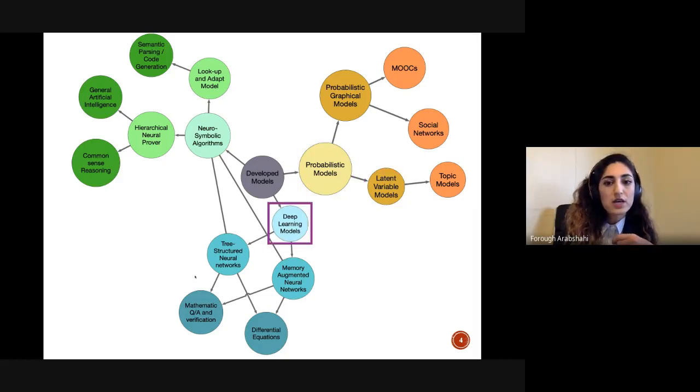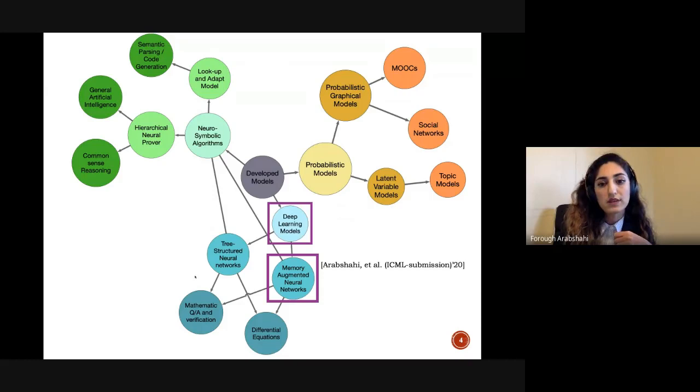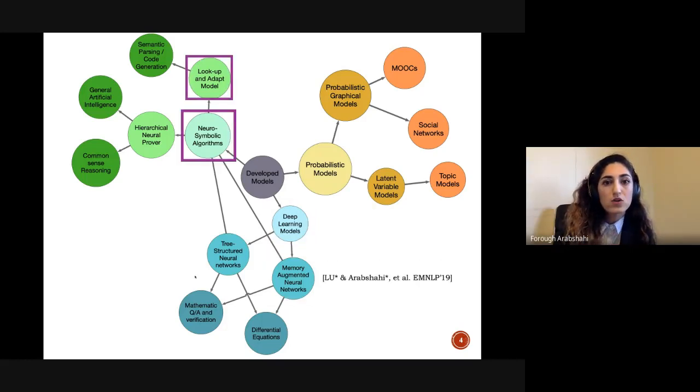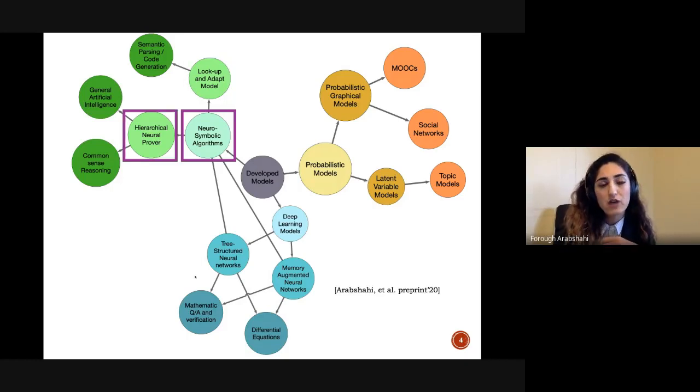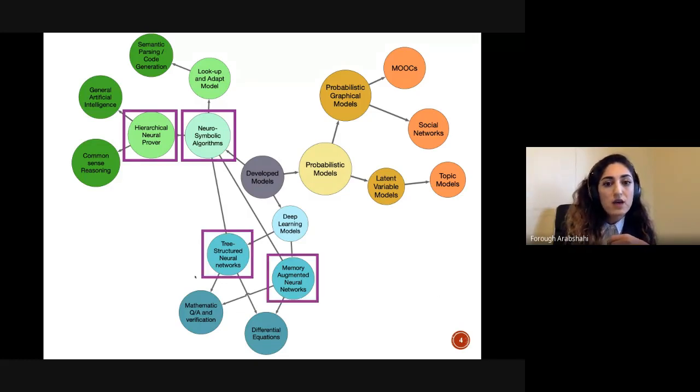These are applicable to topic models. And on the deep learning front, I have developed tree-structured neural networks applicable to the problem of mathematical reasoning, mathematical question answering, and verification. And I have further augmented these recursive neural networks with external memory to improve their capability to extrapolate to harder mathematical reasoning problems. On the neuro-symbolic front, I have developed a lookup and adapt semantic parser that converts natural language spoken statements into logical forms understandable by the computer. And I have also developed a hierarchical neural theorem prover for the problem of common sense reasoning. And this can be categorized more under general artificial intelligence. And today, I want to talk about these three models in this talk.